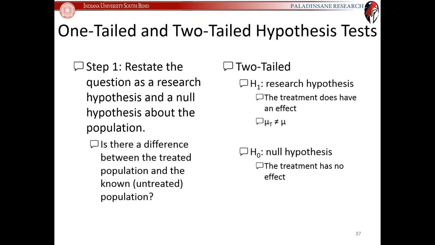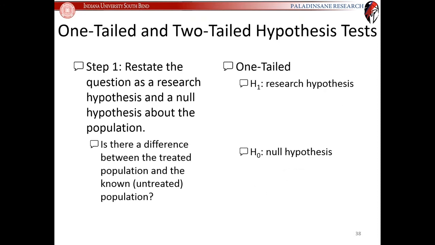And then the null hypothesis, that the mean of the treated population equals the mean of the untreated population, covers the final possibility. And you can see in a two-tailed hypothesis, we've got everything covered, right? We have all three possibilities covered, and that's how you know you've done a correct set of hypotheses. All right, so that's two-tailed. We've seen those before.